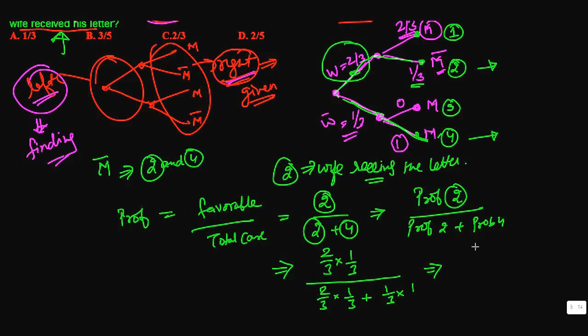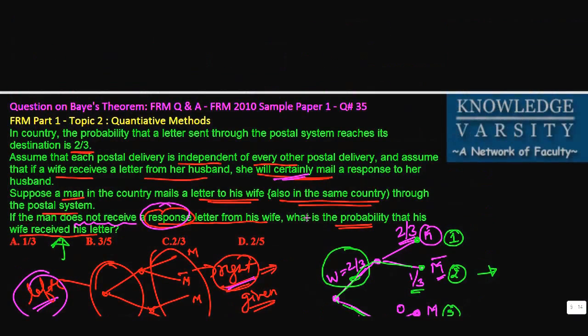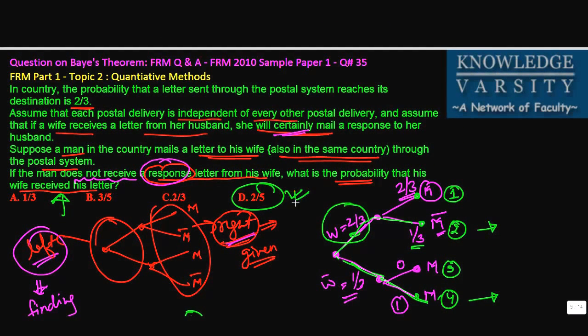So this becomes 2 by 9 divided by 2 by 9 plus 1 by 3. 1 by 3 can also be written as 3 by 9, just multiplying by 3 on both sides. So this will become 2 divided by 5, because the 9 gets cancelled and the denominator is 5 by 9. So the updated probability of the wife receiving the letter, given that the man has not received the response, is 2 by 5. So we see that this is option number D.